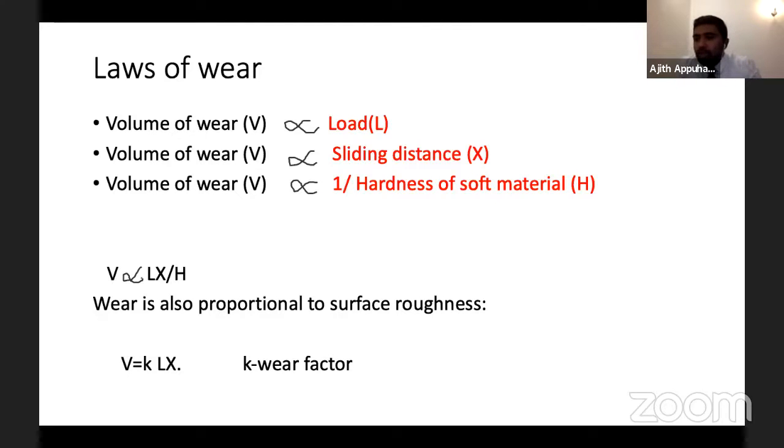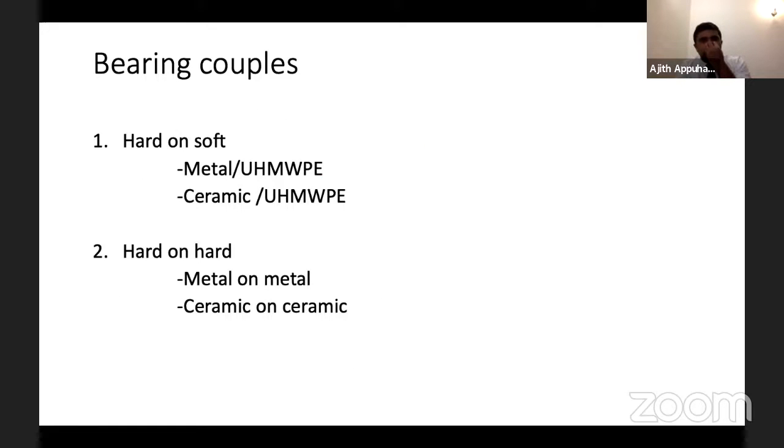K means wear factor. What is wear factor? It is a factor for a given combination of materials that incorporates the hardness of the soft material and material properties like stiffness and wear resistance, and the availability of lubricants and the surface roughness. If you know these three main factors, that is more than enough, because it will be questioned in your MCQ paper.